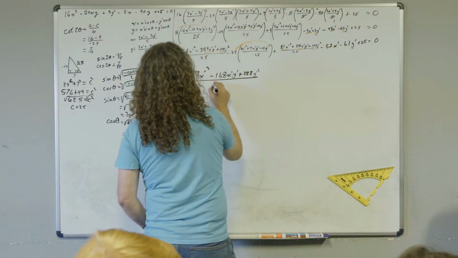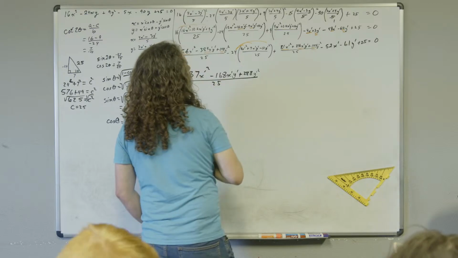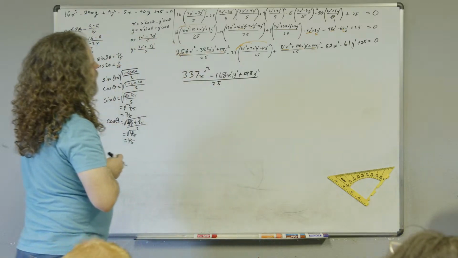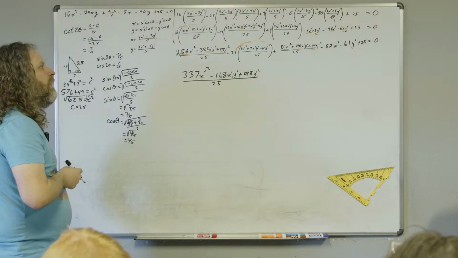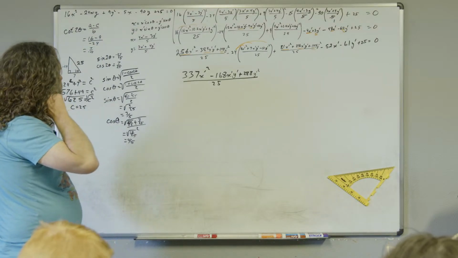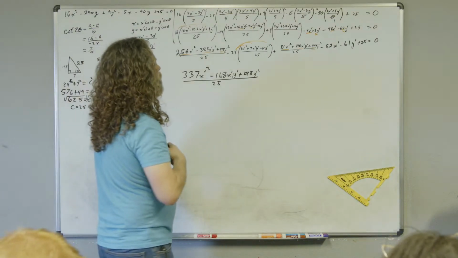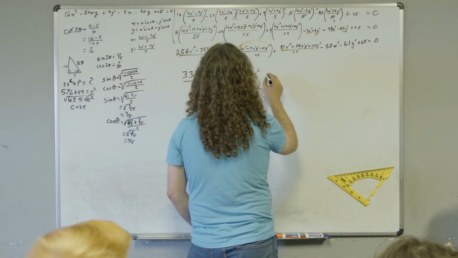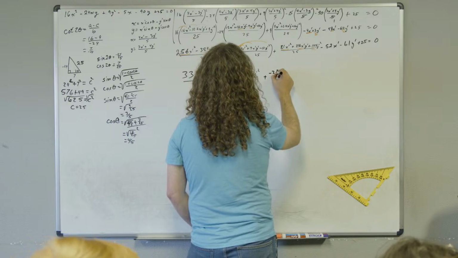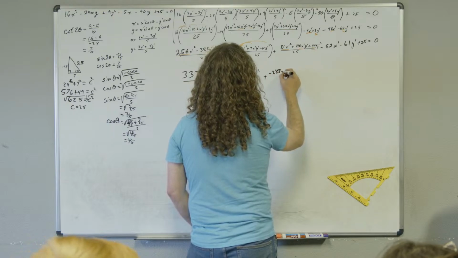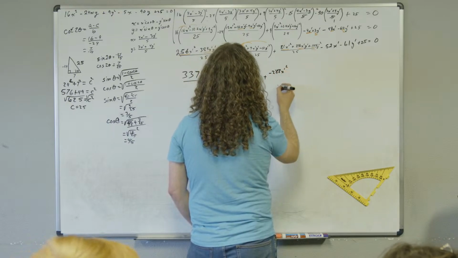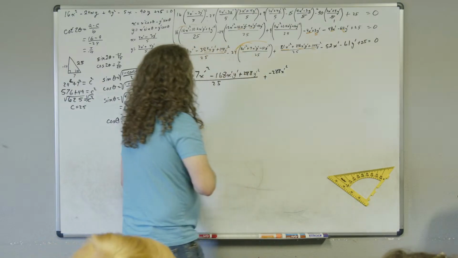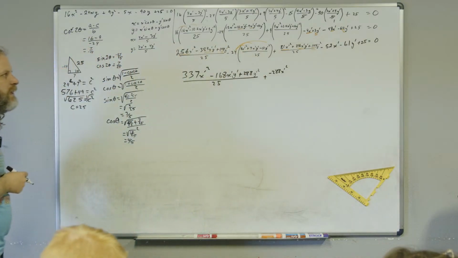All that is over 25. Now let's deal with the distributing. So negative 24 times 12 is 288 negative x prime squared. Negative 24 times 7 had better be negative 168.